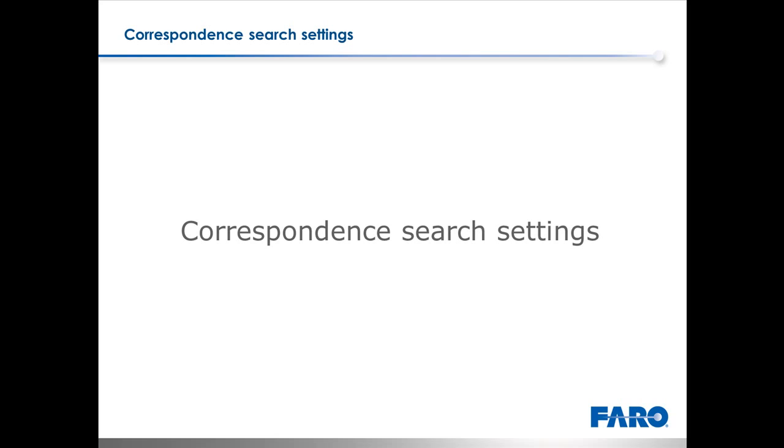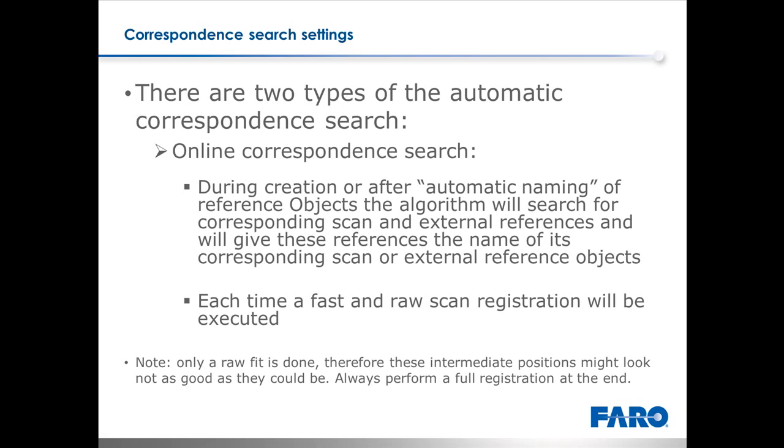Correspondence search settings. There are two types of the automatic correspondence search. Online correspondence search. During creation or after automatic naming of reference objects, the algorithm will search for corresponding scan and external references, and will give these references the name of its corresponding scan or external reference objects. Each time a fast and raw scan registration will be executed. Note: only a raw fit is done. Therefore, these intermediate positions might not look as good as they could be. Always perform a full registration at the end.